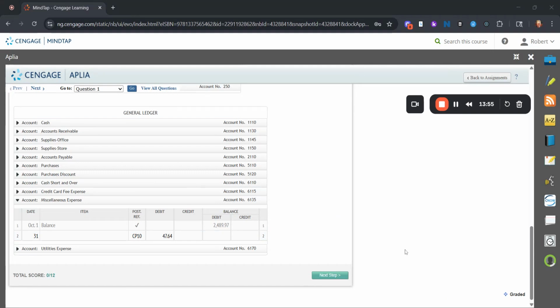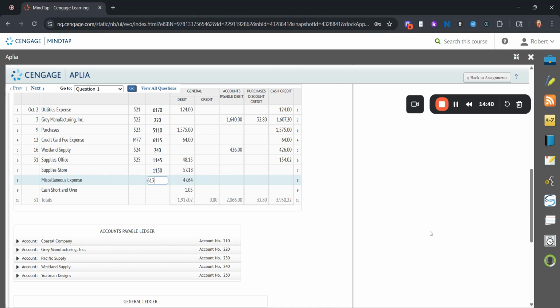Add this to our previous debit balance, 24.89.87 cents plus 47.64, 25.37.61 is our new debit balance. And we have our account number, 6135. 6135 on the journal. And the last one for this part, cash shortened over $5.